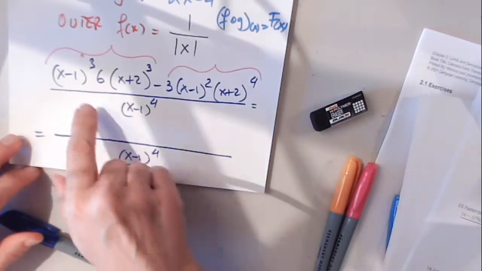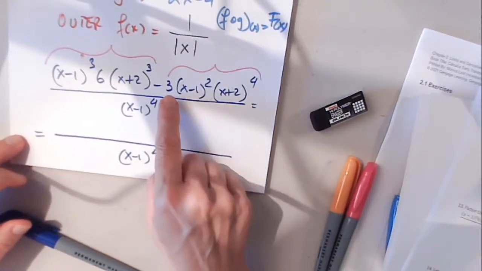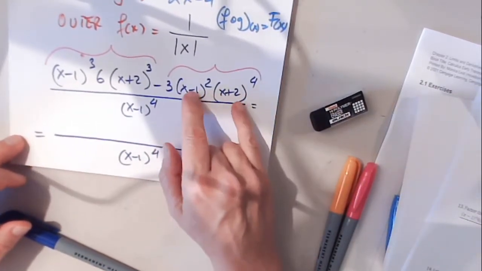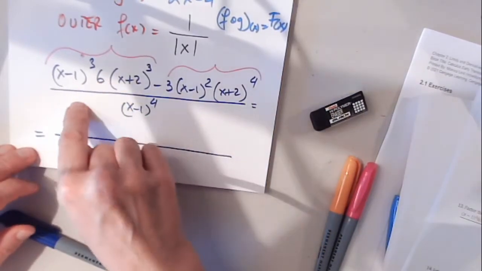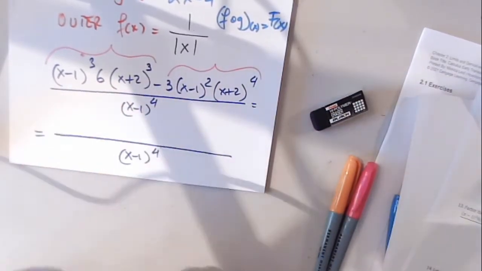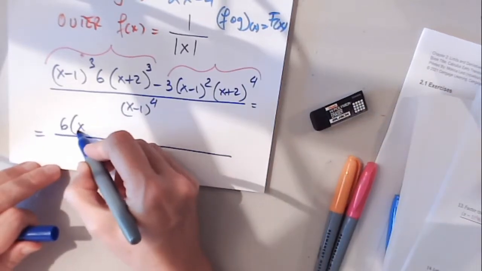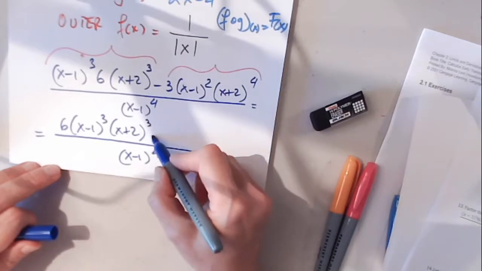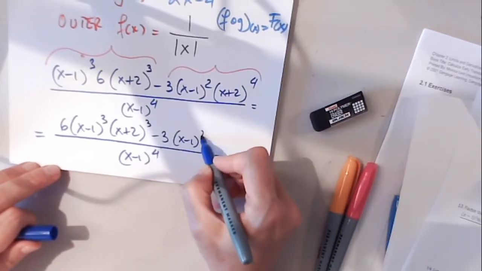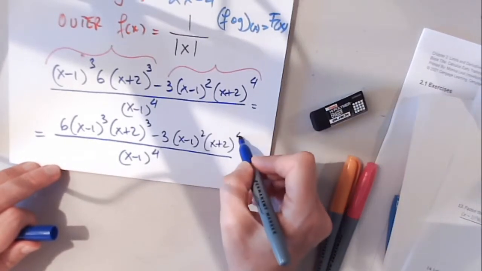Okay. The fact that this one is arranged correctly, with the number in front and the factors fine, and this one is not, prompts me to rearrange. I will rearrange and write 6(x minus 1) to the third (x plus 2) to the third, minus 3(x minus 1) squared (x plus 2) to the fourth.